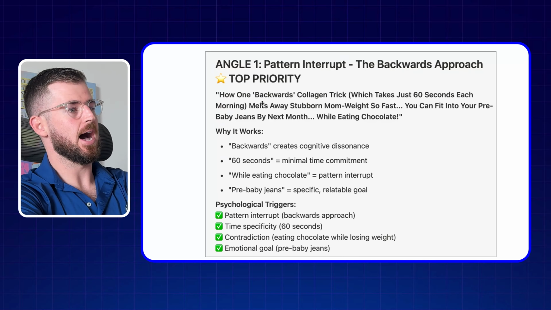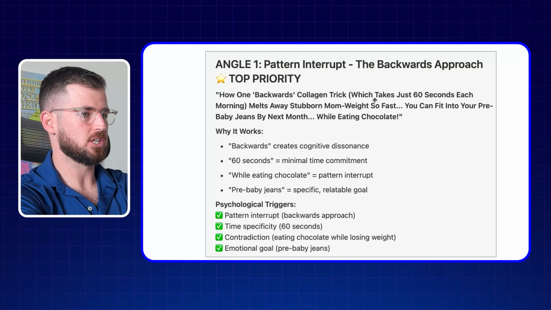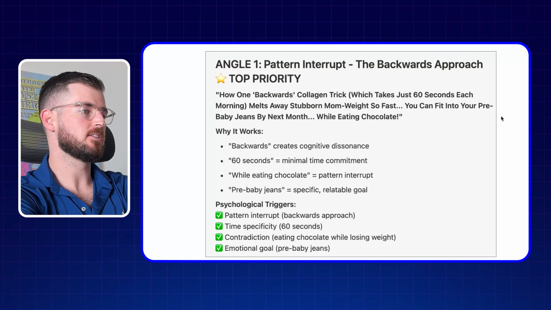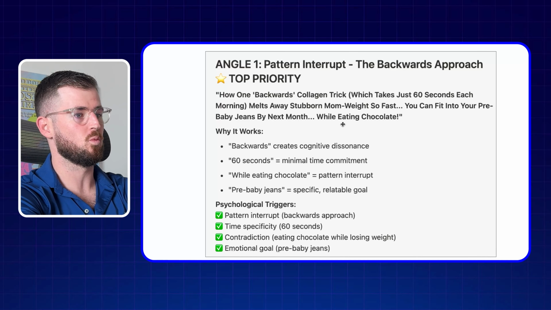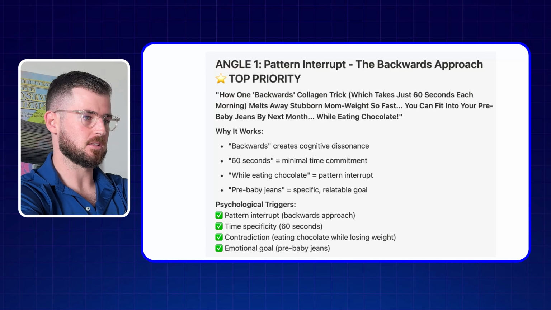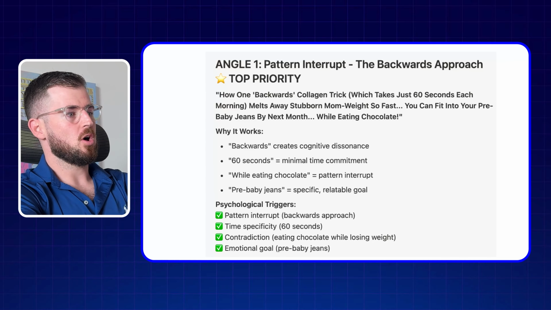So: how one backwards collagen trick, which takes just 60 seconds each morning, melts away stubborn mom weight so fast you can fit in your pre-baby jeans by next month while eating chocolate. That's a solid headline. I like that. Very big claim there. All right, cool. So that was all Manus.